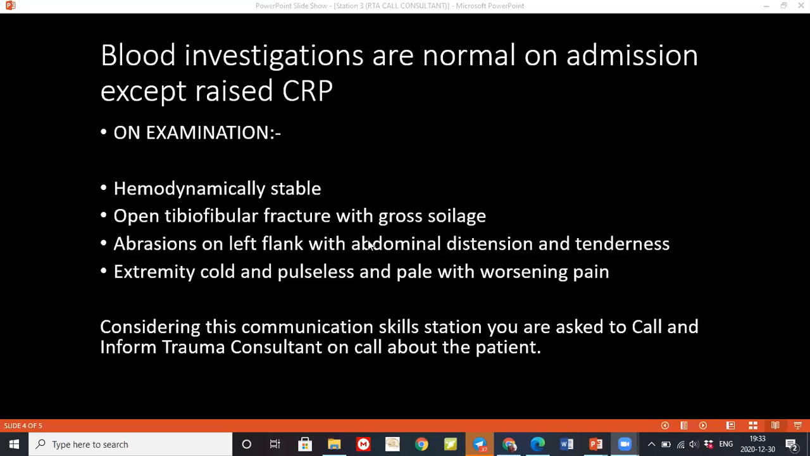So what would be the management for free fluid in the abdomen? First we will examine the patient serially. If the abdomen becomes tense, peritonism develops, fever develops, or there is shock, then after optimizing the patient with antibiotics, NG tube, Foley's catheter, and monitoring vitals, we'll go for laparotomy if there is gas under the diaphragm or any collection on the X-rays or any free fluid in the paracolic gutters.